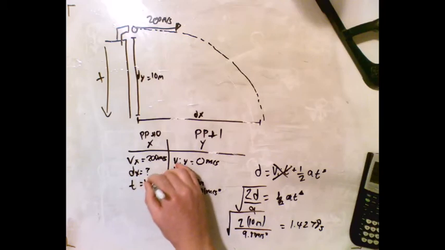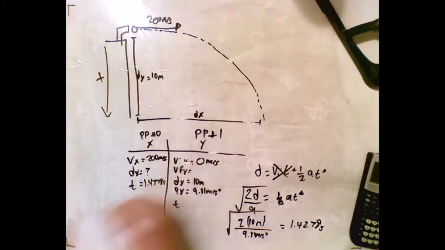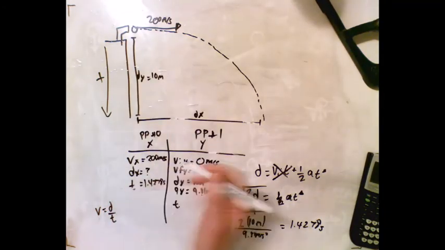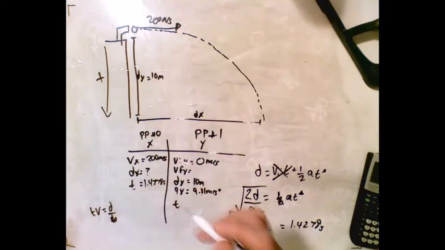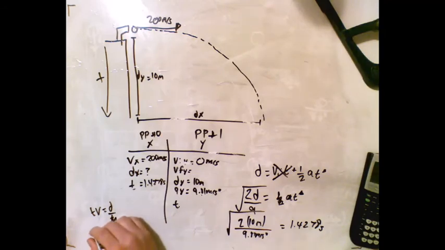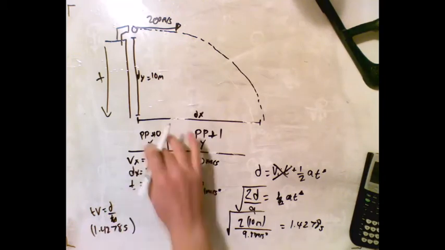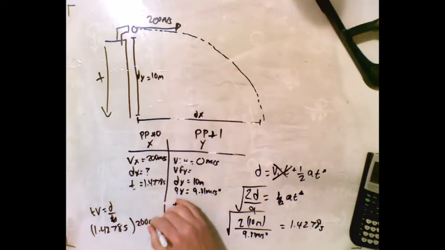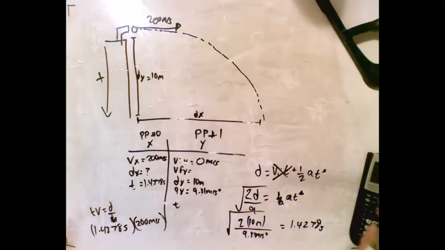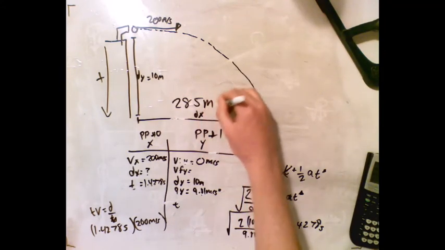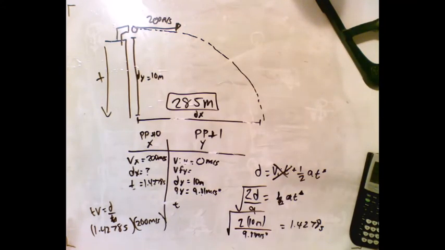So this is the same thing. And here I just use v equals d over t because it's moving at a constant speed in the x. And I can find my distance. So I type in that 1.4278 seconds, and I multiply it by my speed in the x, which is 200 meters per second. So I just multiply my last answer by 200, and I end up getting that it goes 285 meters. Okay. So there's a second part to this question.